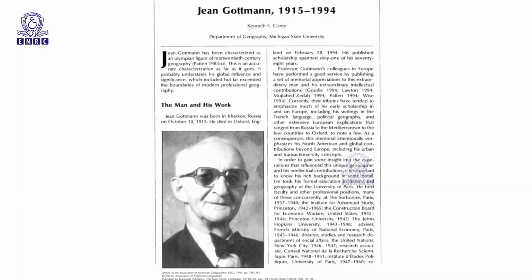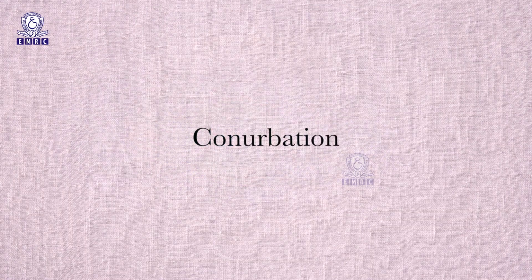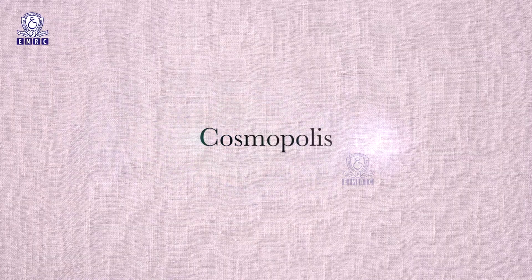Next, the megalopolis. A Greek word combining the terms for great and city, adapted by John Gottman in 1964 to describe the urban complex of the northeastern border of the United States of America. Conurbation: a term coined by Patrick Geddes to describe a built-up area created by the coalescence of once separate urban settlements through ribbon development along the main interurban routes. Cosmopolis: it is a large area inhabited by people from many different countries.